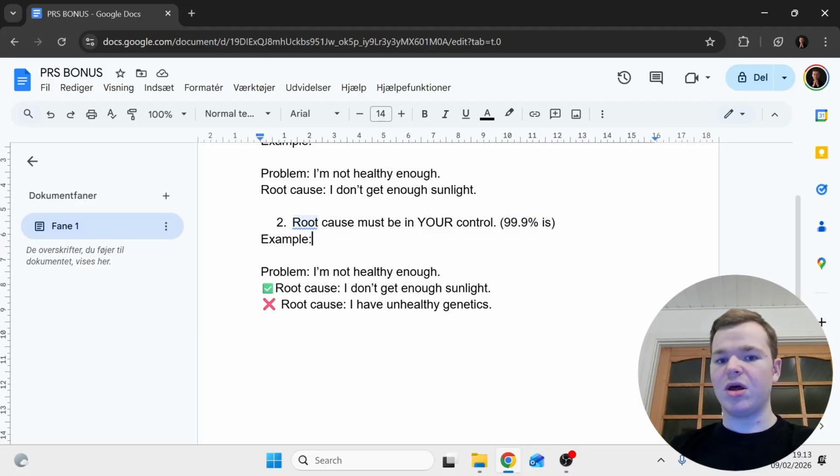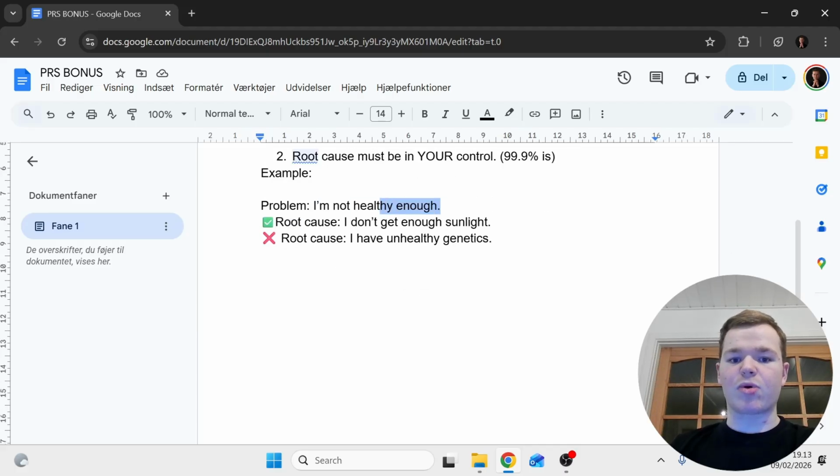99% of root causes will be in your control. But you want to still make sure and actually think and make sure that your root cause is in your control. Why? Because let's say that your problem was, in this case, also that you're not healthy enough. A good root cause will be that you don't get enough sunlight, because that is fixable. You can actually go out and get more sunlight, or move to another country where there is more sun, or make the kind of money that you need to make in order to actually go to that country.